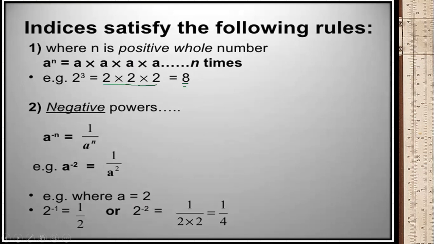Then if you look at the negative powers, any number to a negative power is the same as 1 out of that same number, but with a positive power, as you can see here. a to the power of negative n is the same as 1 out of a to the power n. So a to the power of negative 2 is the same as 1 out of a to the power of positive 2. 2 to the power of negative 1 is the same as 1 out of 2 to the power of positive 1. 2 to the power of negative 2 is 1 out of 2 to the power of positive 2, which is the same as 1 out of 2 times 2, which is 1 out of 4.